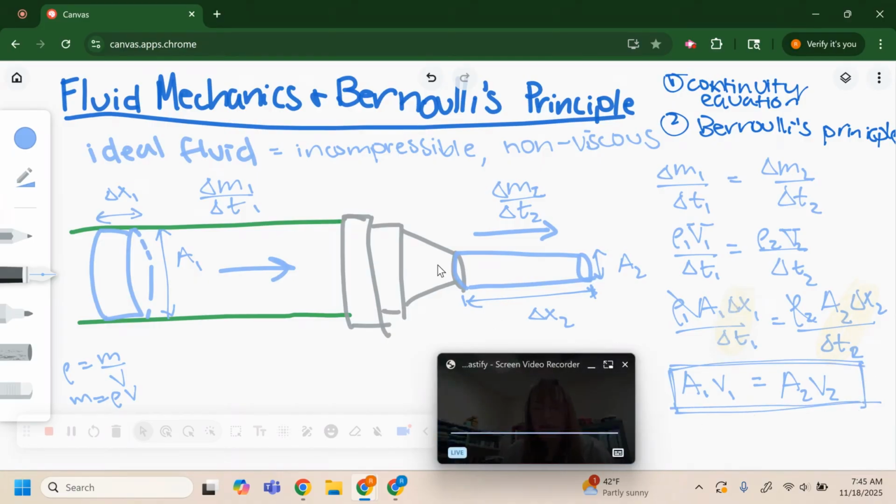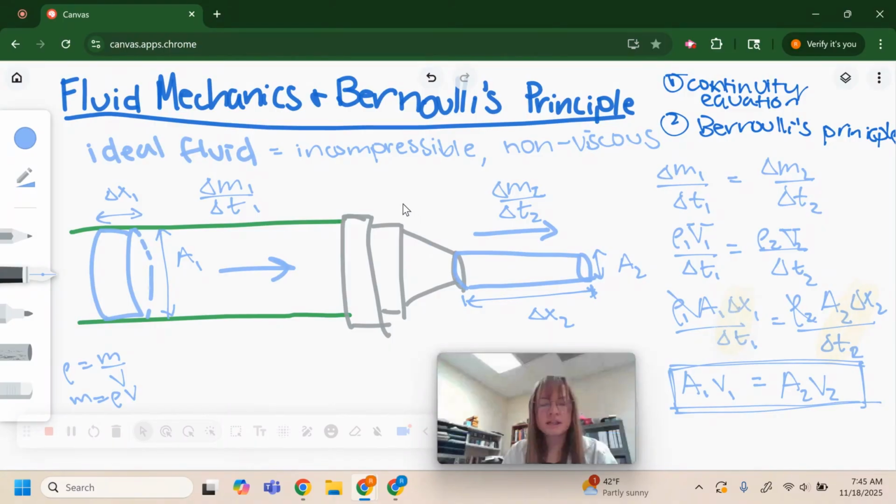Now, check the implications of this equation really quick and make sure that the implications make sense to you. It says when the area is bigger, the water doesn't have to move as fast, but if the area gets smaller, then the water has to move faster. Doesn't that make sense with our whole idea of conservation of mass or conservation of matter?